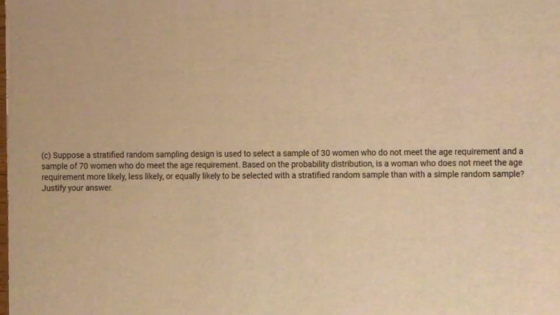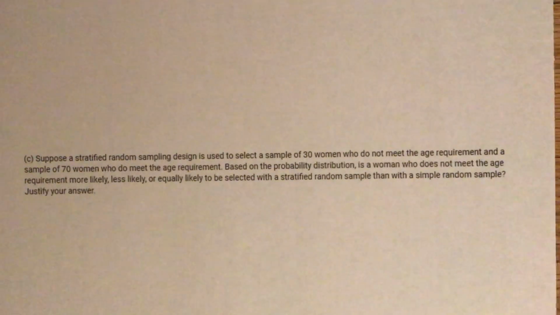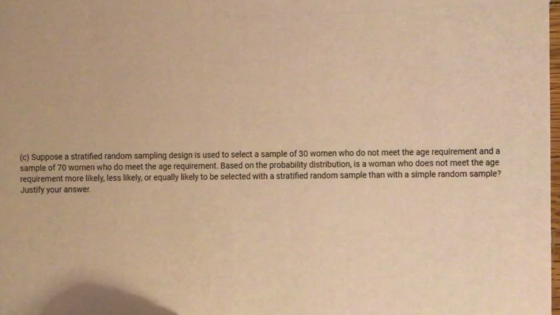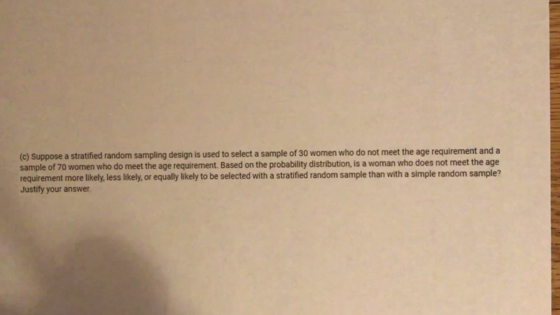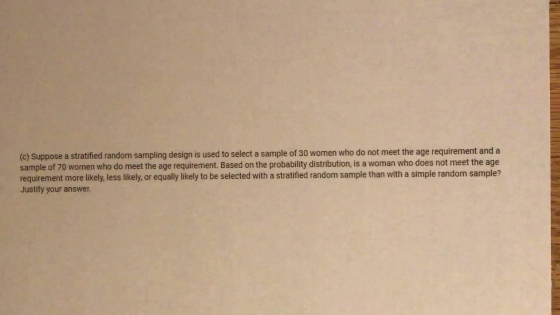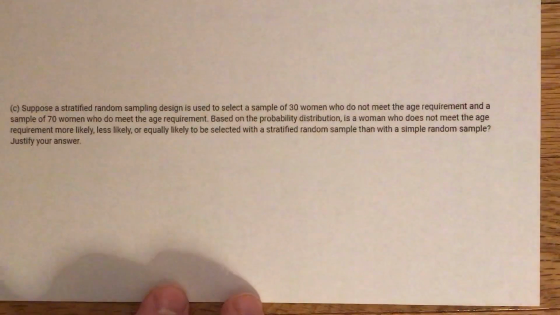So let's look at the last question then. This one's a little easier because they basically go, suppose a stratified random sampling design is used to sample 30 women who do not meet the age requirement and 70 who do meet the age requirement. So we saw that on average 22.3% should meet the age requirement. They're forcing it to be 30-70, or basically 30 out of 100, or 30%, like in the problem above. So it says, based on the probability distribution, is a woman who does not meet the age requirement more or less likely or equally likely to be selected with a stratified random sample?